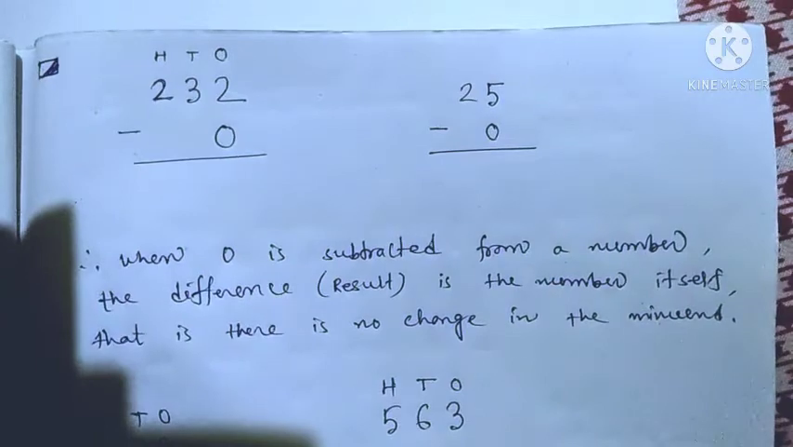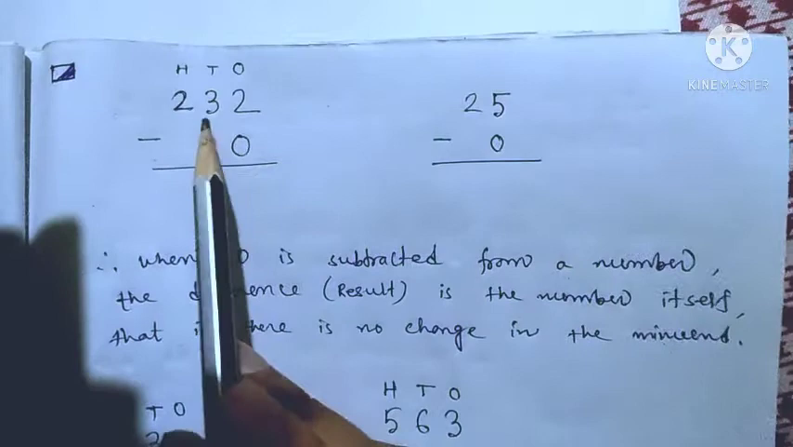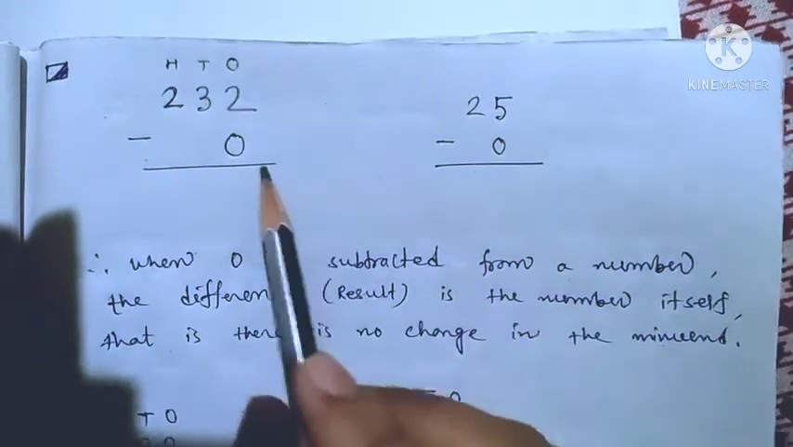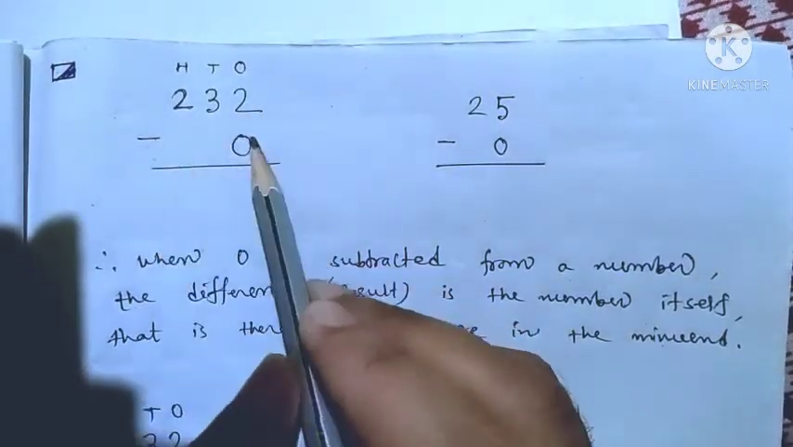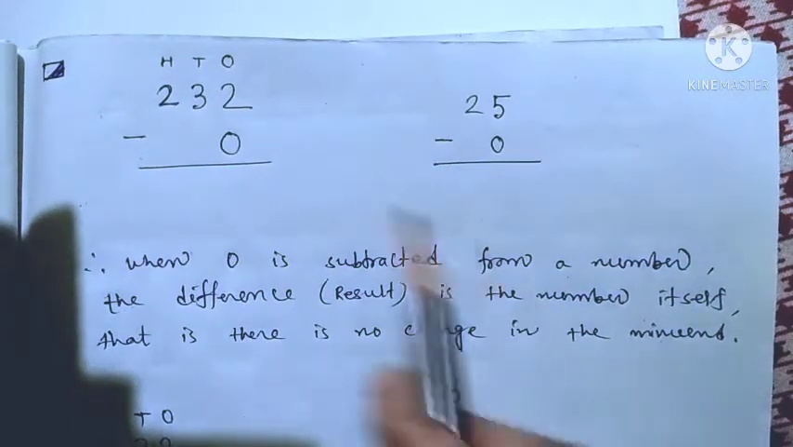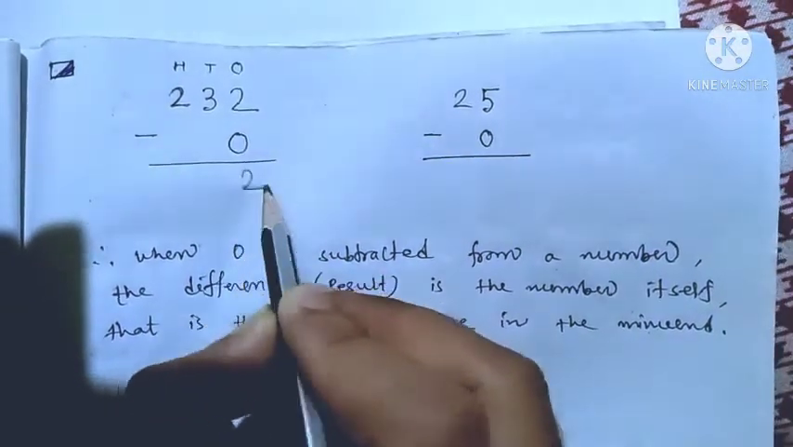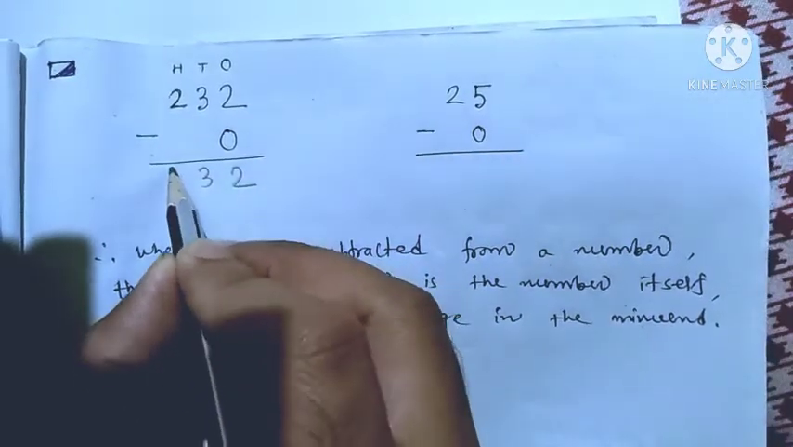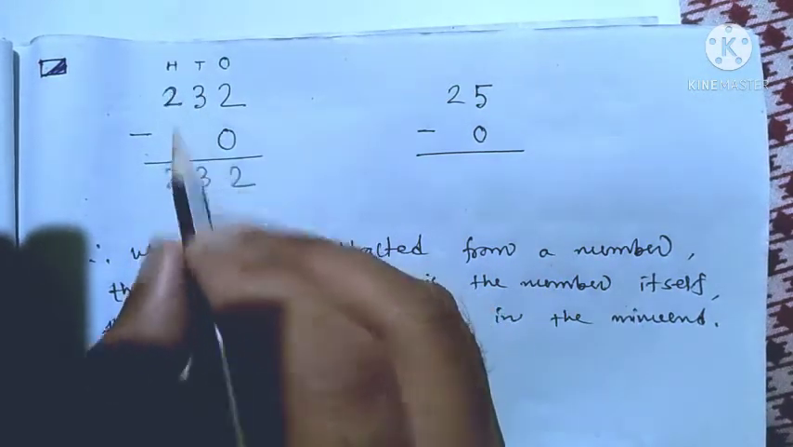Now we subtract 0 from a number. So take an example, 232 minus 0. What do we get? So we have to subtract the 1's place first. So 2 minus 0, that is 2 minus nothing, you can say. Nothing means 2 will be 2. And there is only 3, because we have to subtract nothing. There is no number. So 3 will be 3 and 2 will be 2.